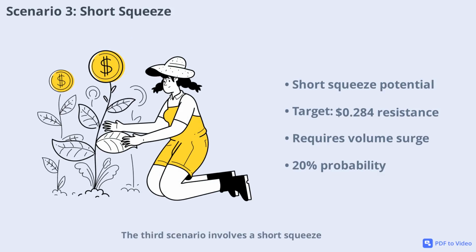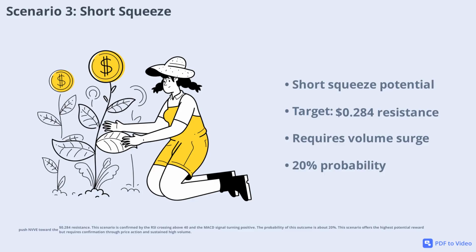Third scenario involves a short squeeze. If trading volume surges and the relative volume exceeds 30, a short covering rally could push NVVE toward the 0.284 resistance. This scenario is confirmed by the RSI crossing above 40 and the MACD signal turning positive. The probability of this outcome is about 20%. This scenario offers the highest potential reward but requires confirmation through price action and sustained high volume.